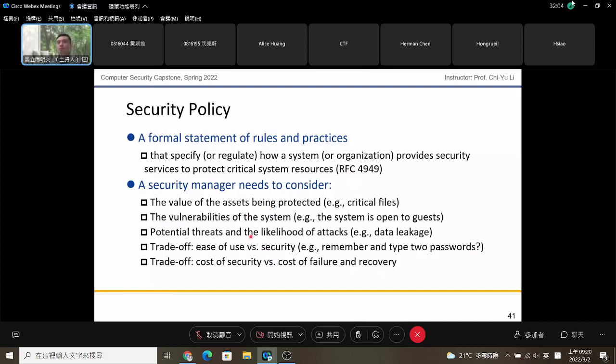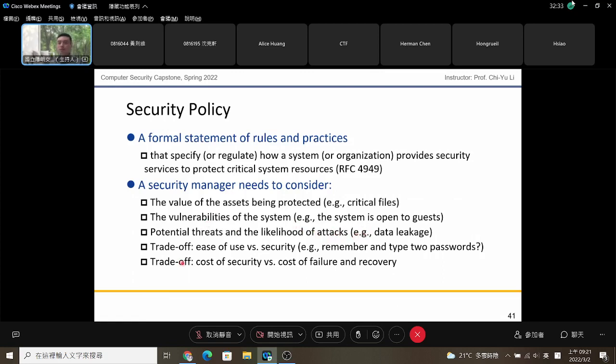The first is what the assets are that are going to be protected and the vulnerabilities of the system. So how do we know the vulnerabilities of the system? For example, we need to use the attack trees, and we need to analyze the attack surfaces of the system. And then the next one is the potential threat and the likelihood of attacks. This is based on the attack trees.